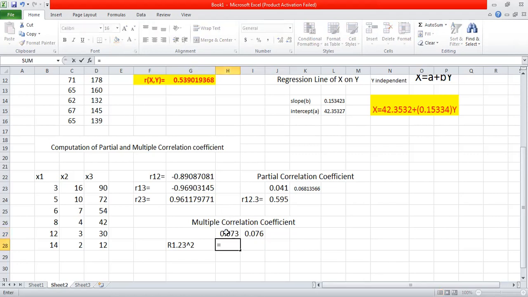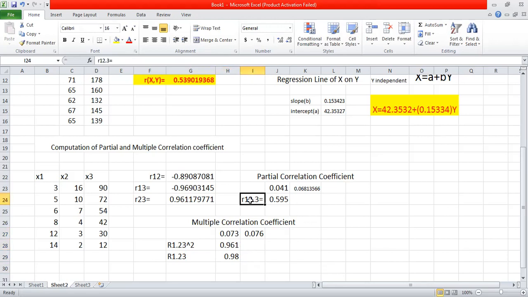Now this equals the numerator value divided by the denominator value. This is the R square value. Now the R1.23 value will be the square root of this value. Therefore the R1.23 value, that is the multiple correlation coefficient, is 0.98. So in this way you can calculate the remaining multiple correlation coefficients.